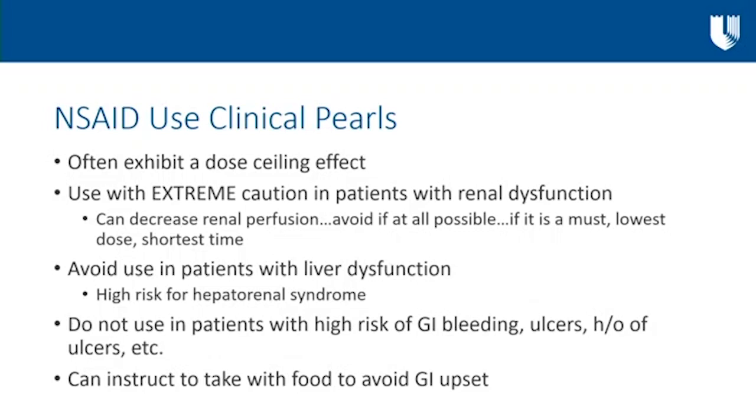Okay, so what about liver? Well, we want to avoid it in liver too, because patients that have liver dysfunction, we know they're at high risk for hepatorenal syndrome, right? So we don't want to do anything that might mess up their kidneys, so we have to be very careful. In general, I don't want to give NSAIDs to any patient with liver dysfunction, because again, that same decrease in renal perfusion could be enough of a renal insult to cause a little bit of hepatorenal syndrome. We know that's not going to be a good thing.